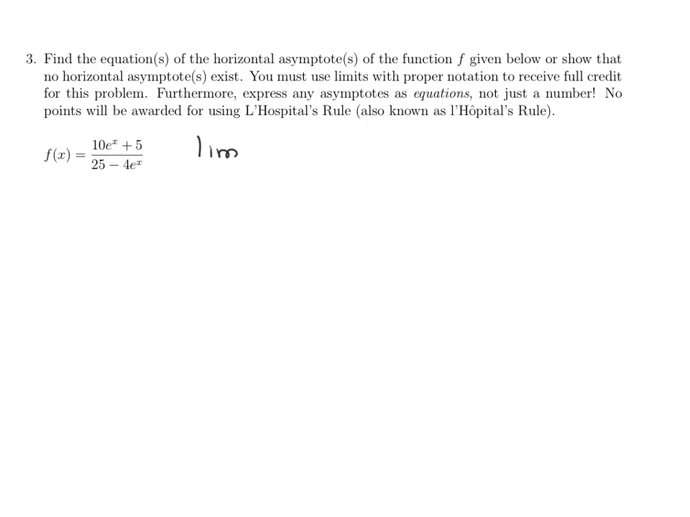You want to look at the limit as x goes to positive infinity of the function. If this equals a number, that number must be a horizontal asymptote. We'll do the same thing as x goes to minus infinity. You may get a different number, meaning there could potentially be two horizontal asymptotes.